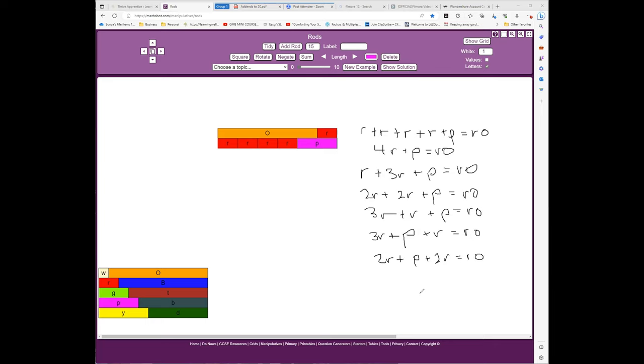All right, what else can we say? Well, we know that the difference between orange and 2 red is the same as purple plus 2 red. And the difference between orange and purple is the same as 4 red. And the difference between orange and 4 red is the same as purple. And we could say that, let's see, half of 4 red is the same as orange. The difference between orange and purple plus 2 red.